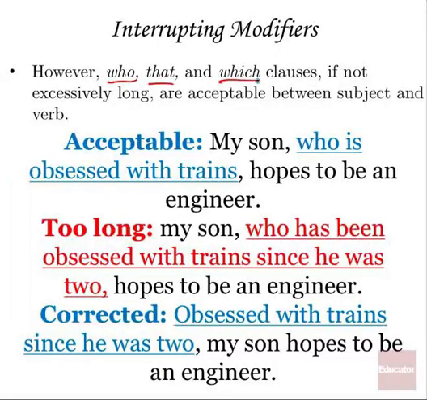It's too long to say, my son, who has been obsessed with trains since he was 2, hopes to be an engineer. That is generally a pretty good guide. If you have to take another breath in the middle of the sentence, you've probably crammed too much stuff in there. So, you can correct that to, obsessed with trains since he was 2, my son hopes to be an engineer. We've got my son hopes to be an engineer in one chunk that you can say in one breath.